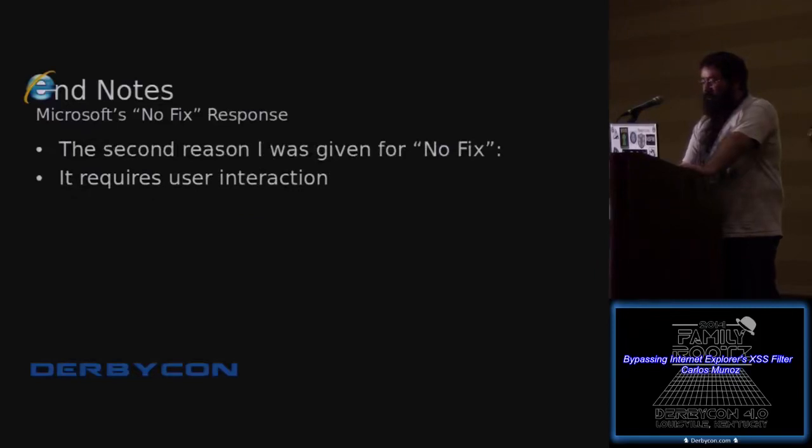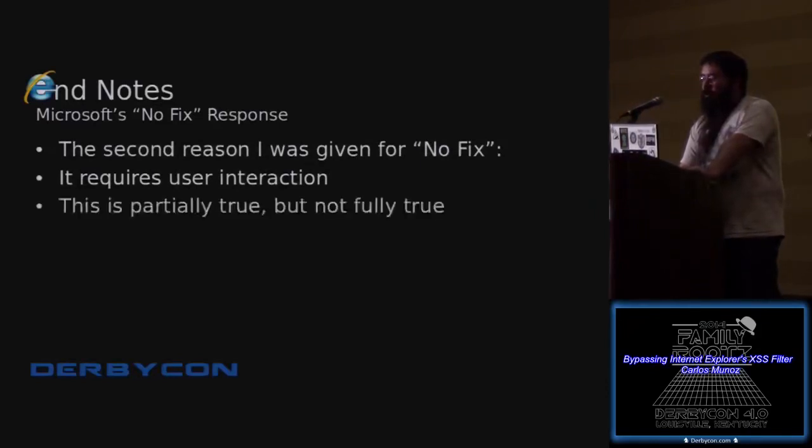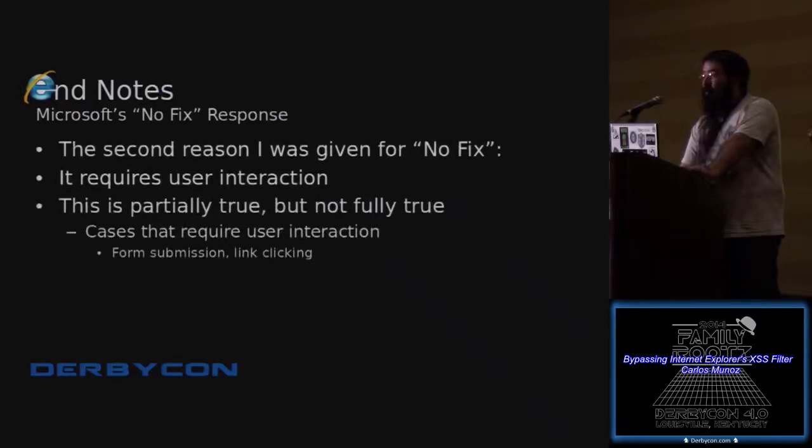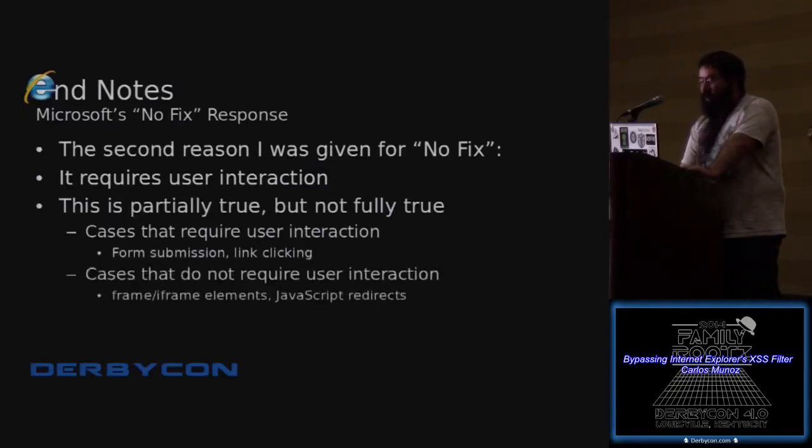Second reason I was given for this no fix, and this was after the Threatpost story, was that it requires user interaction, which is partially true, but not fully true. There are cases that require user interaction: form submission, getting somebody to click on a link. Yes, the user does have to make that secondary request by themselves. However, we saw in the case of iframe and frame elements and JavaScript redirects, that secondary request is automatically made by the browser without user interaction.